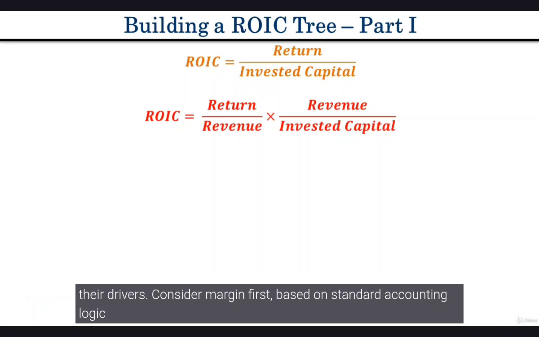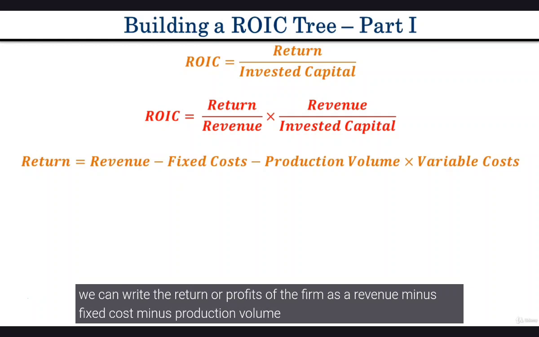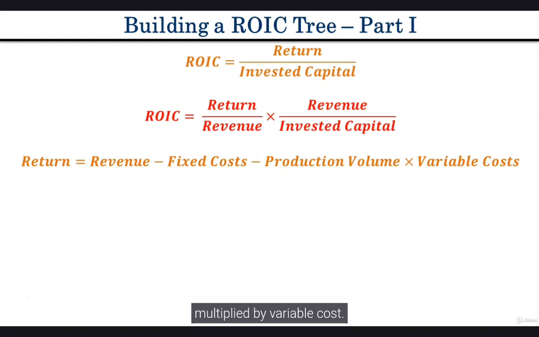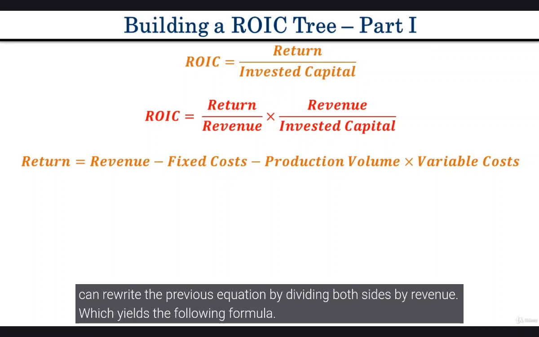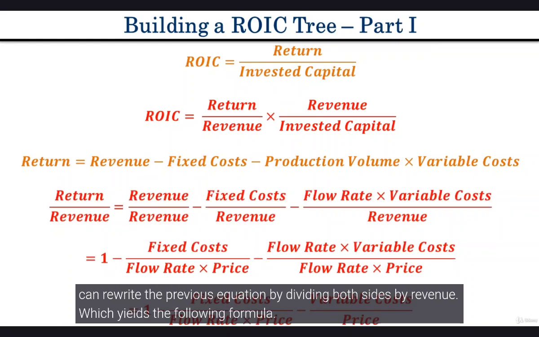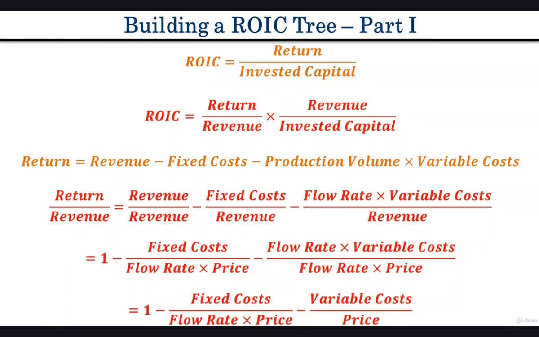Consider margin first. Based on standard accounting logic, we can write the return or profits of the firm as revenue minus fixed costs minus production volume multiplied by variable costs. Because this is not an accounting course, let's use flow rate instead of production volume. Given the above equation and keeping in mind that the revenue equals flow rate multiplied by price, we can rewrite the previous equation by dividing both sides by revenue, which yields the following formula.